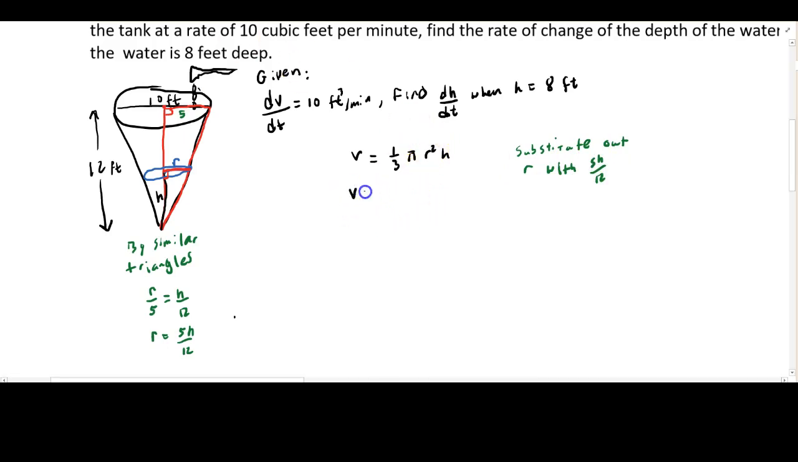So when I do that, we get V equals 1/3 pi times (5h over 12) squared times h. When we simplify, we get 1/3 pi times 25h squared over 144, times h. I'm going to write this as 25 pi over 3 times 144, times h cubed. So now we have an equation relating just the volume and the height, which corresponds to the given information and the information I'm trying to find.